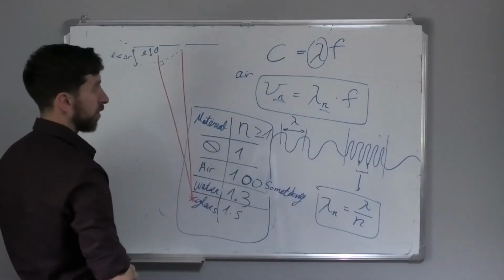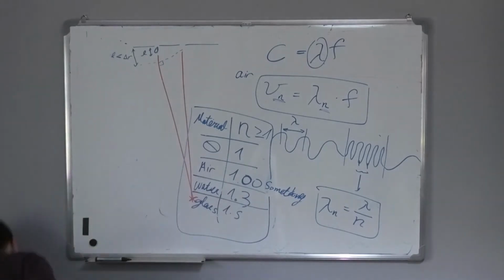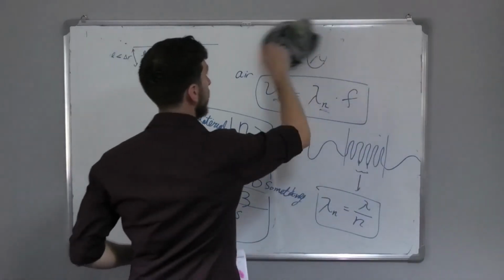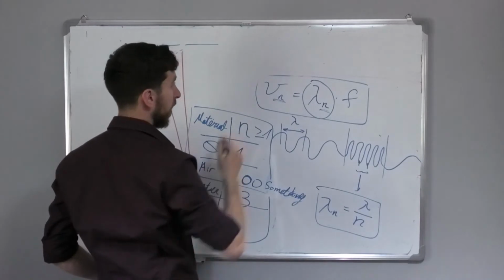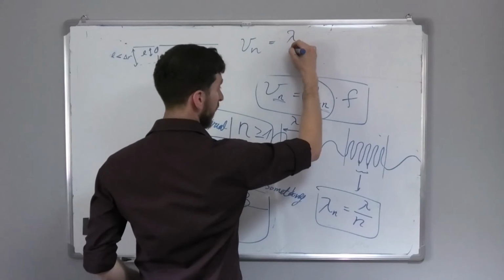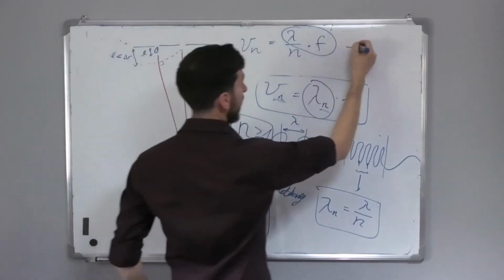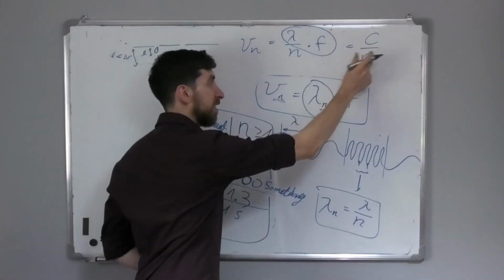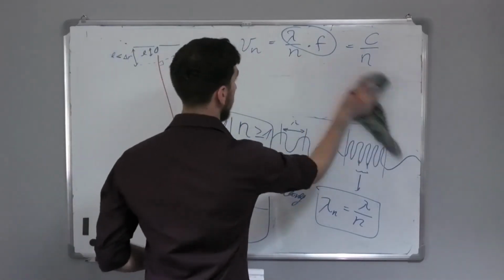So what is it going to do to the speed? Let's draw it here in the beginning. This one is actually equal to what? Vn is equal to lambda over n multiplied by f. But this is the speed of light. So you see, it's not the speed of light, it's something smaller than the speed of light.